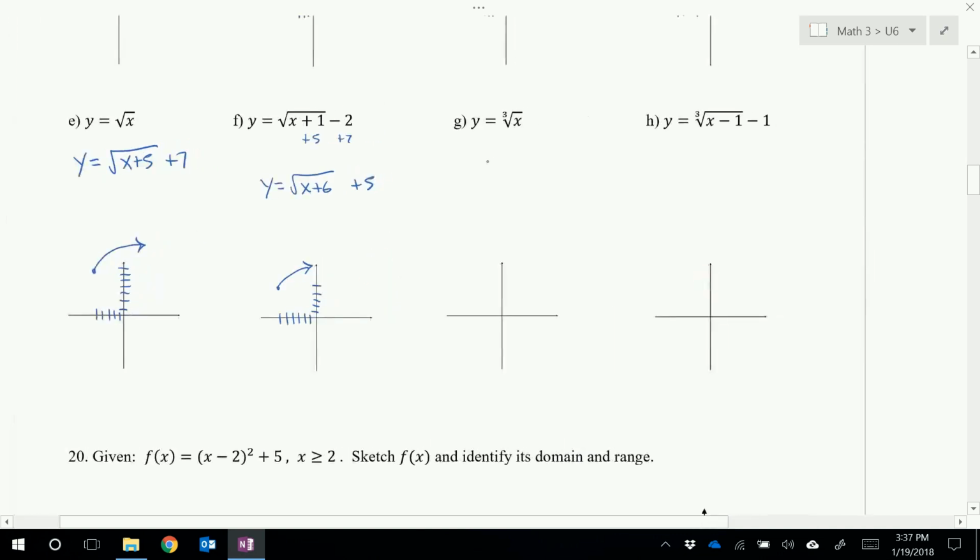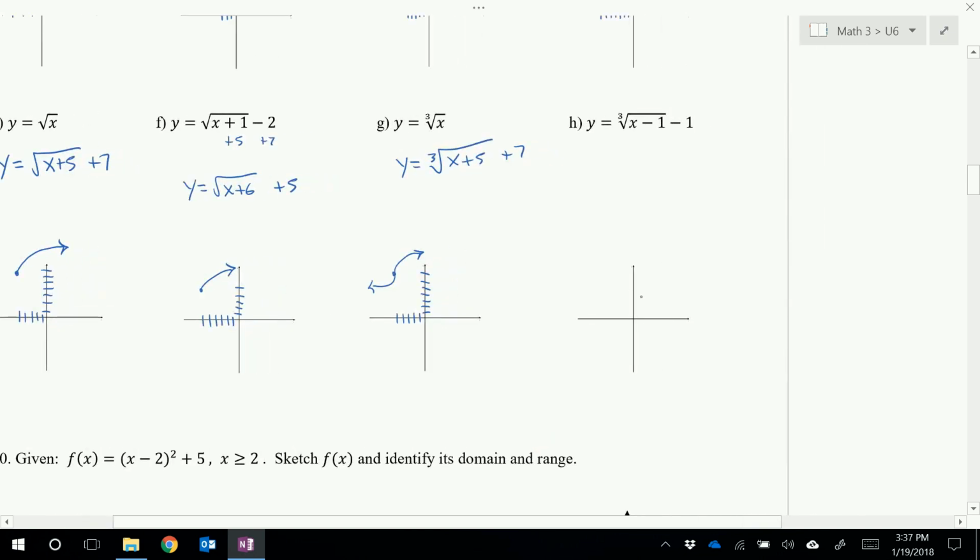Cube root function. Left 5, up 7. And lastly, add 5, add 7, we end up with y is the cube root of (x plus 4) plus 6, so we end up going left 4, up 6. We have it.